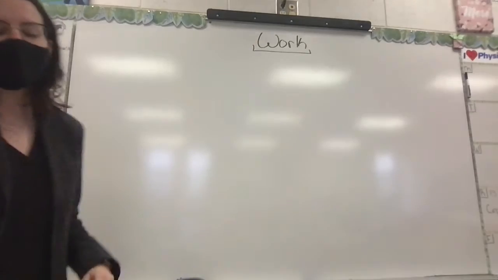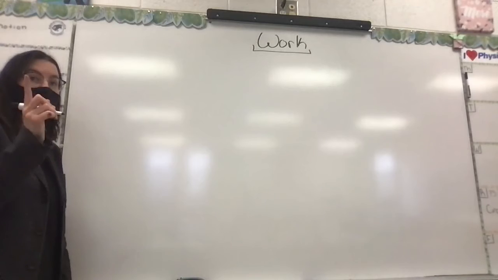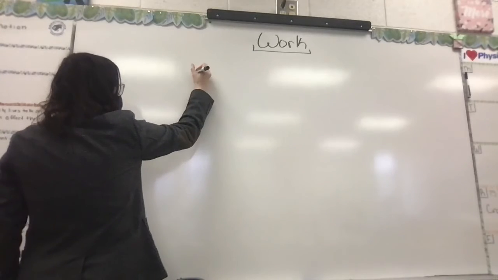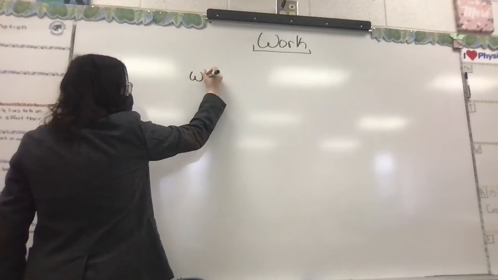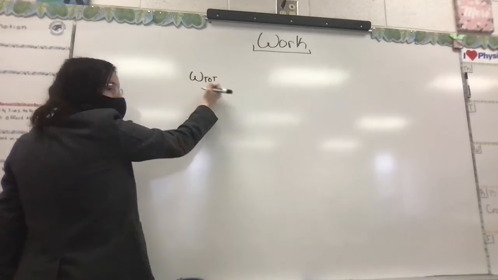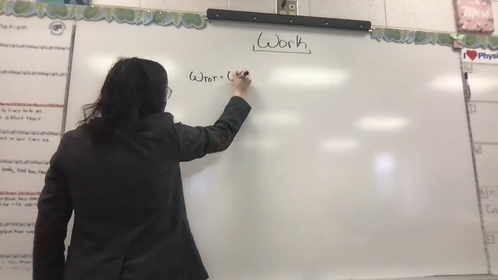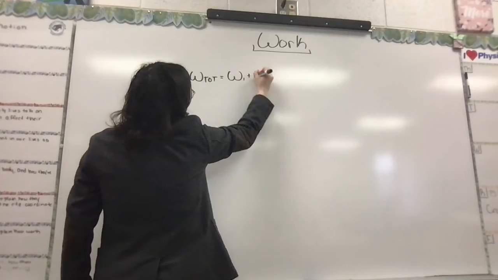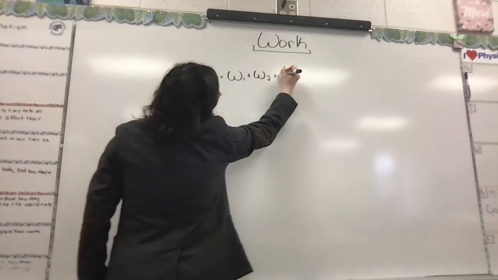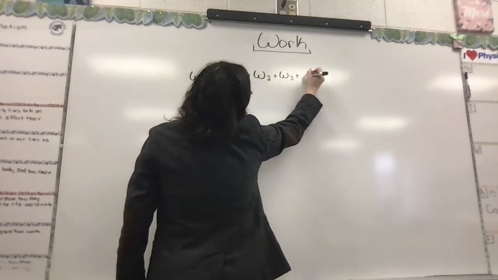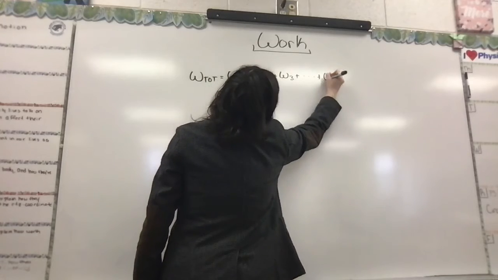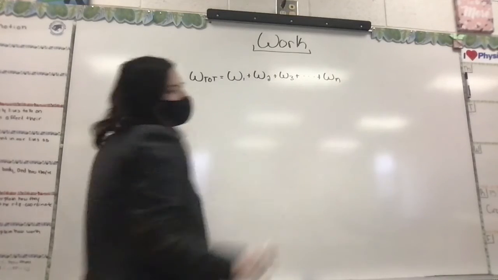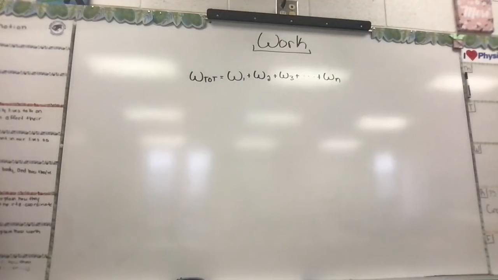Okay? So we are going to sum up different works. So what this looks like is we're going to say work total is equal to work 1 plus work 2 plus work 3, and so on and so forth to some n number of works. Okay? What is TOT? Total. So the total work.